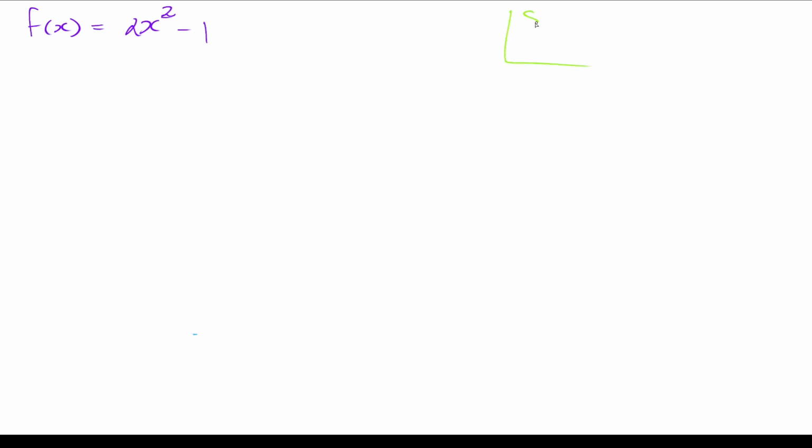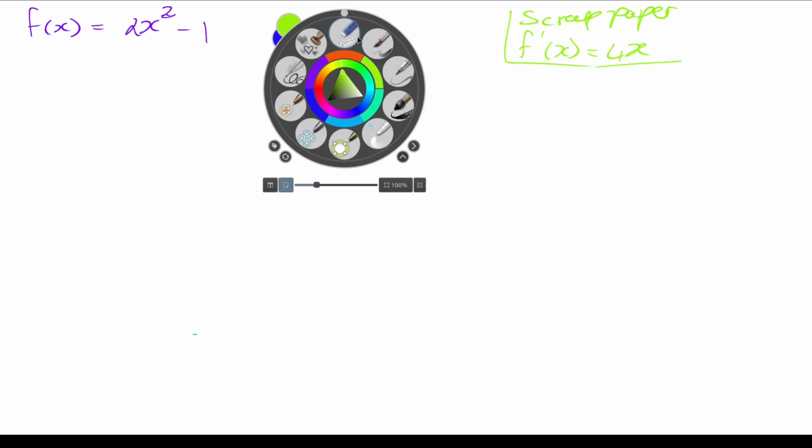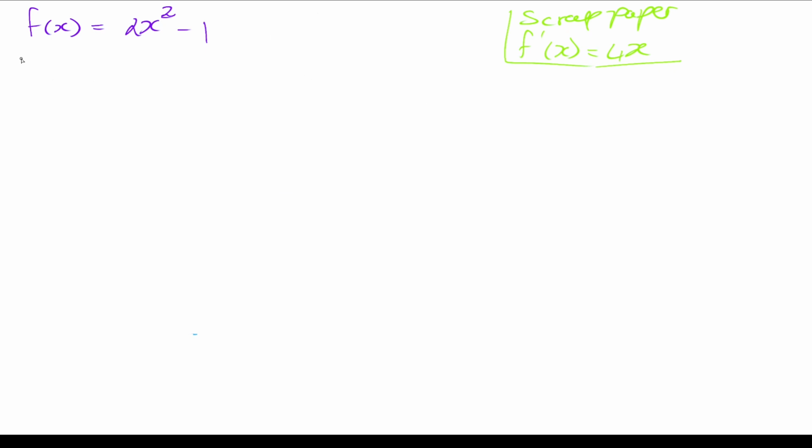Okay, on my scrap paper, I figure out what my answer is going to be. It seems that the first derivative of this whole business is just going to be 4x. Easy peasy, lemon squeezy, I hope. I do my f of x plus h, 2 times (x plus h) squared minus 1, and remember, double up your brackets. I am going to flex a little bit and do it in one step.